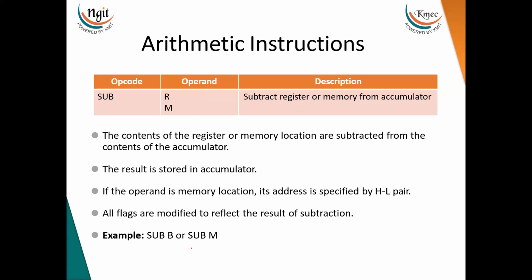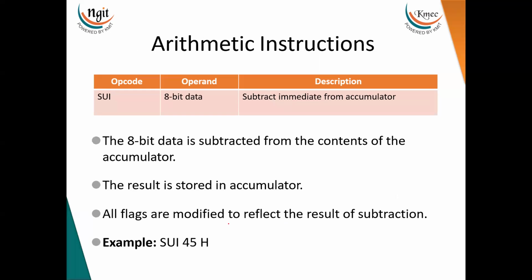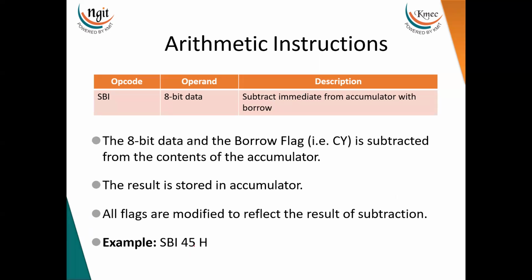Similarly, subtraction. Instead of addition, subtraction is there. So SUB R means whatever register value you specify will be subtracted from A, and the result will be stored again in A. Here, two's complement addition takes place when subtraction is used. Similarly, the memory location is the same as I explained for addition. Here you can also consider the borrow. This is for the immediate data: whatever data you give, you can subtract from the accumulator content, and with borrow, you consider the borrow also.